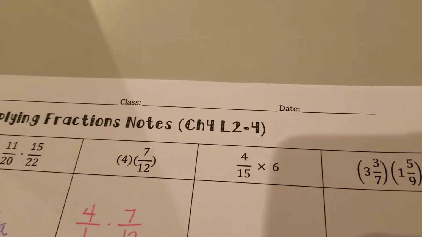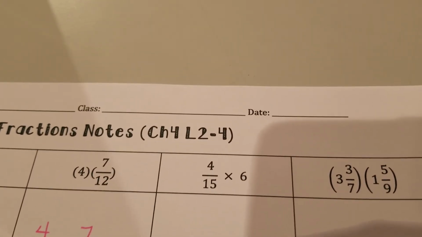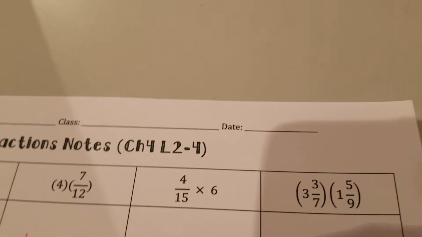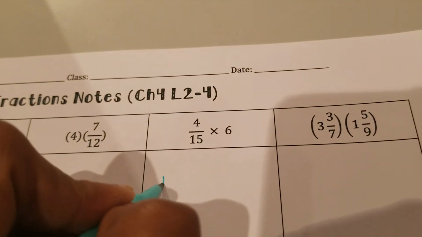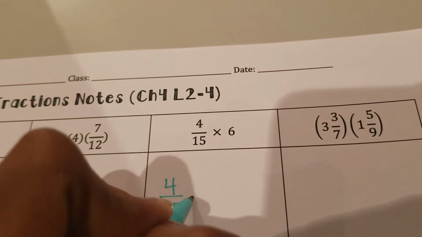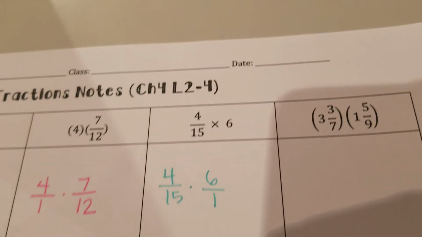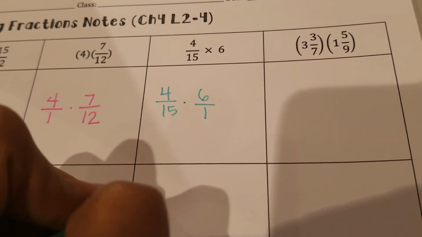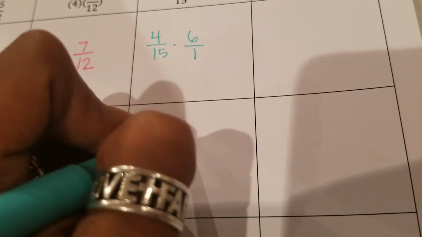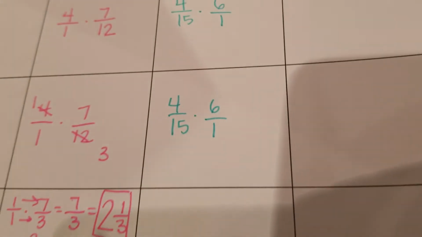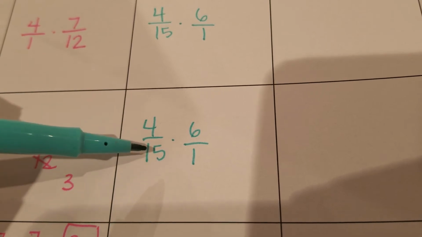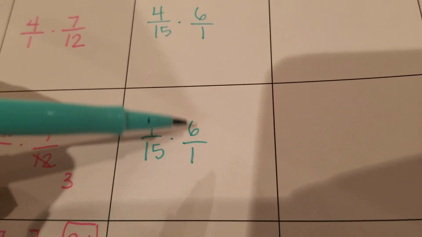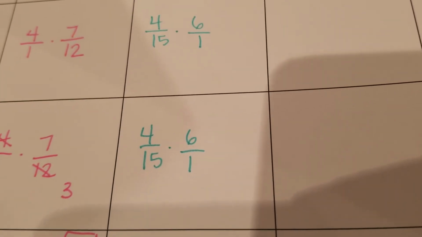Okay, question 3. 4 over 15 times 6. So we don't have a mixed number, but again, we have another whole number. So 4 over 15 times 6 over 1. Okay, we're going to rewrite it in the second box. 4 over 15 times 6 over 1. And see if we can simplify before we multiply. 4 and 15 are not in the same column. 6 and 1 are not in the same column, so we can look diagonally.